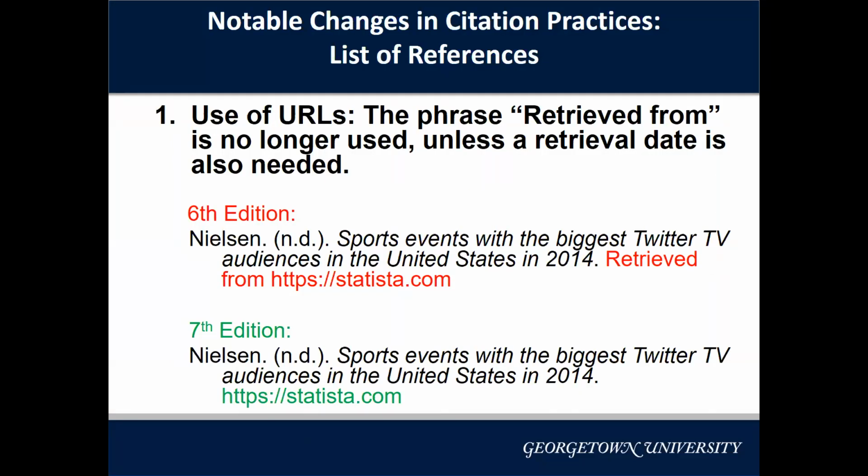The first 5 changes we will cover relate to the citations of items within the reference list. To begin with, in the 7th edition, URLs in reference lists are no longer preceded by the phrase "retrieved from," unless a retrieval date is also needed. The 2 examples on this slide demonstrate the specific implications of that change in relation to citing a database, with the text in red referring to citing URLs in the 6th edition, and the text in green in the 7th edition.